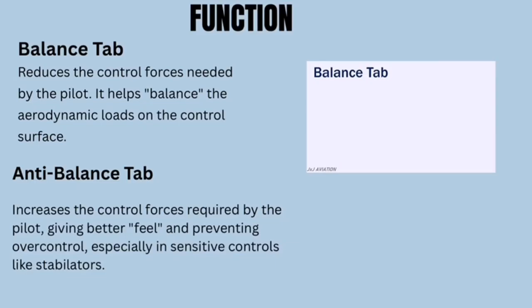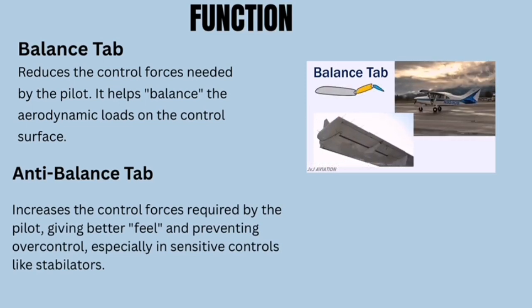Balance tab. The balance tab looks similar to a plain trim tab, but the balance tab's movement is linked with the movement of the control surface. This tab is useful on aircraft which do not have a hydraulic system which assists in the deflection of a control surface. When a control surface is deflected up, the tab will be deflected in the opposite direction, or downward.